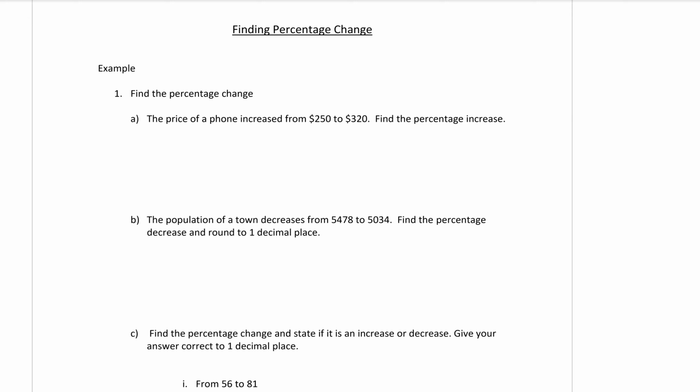Finding percentage change. To find the percentage change of a phone that is increased from $250 to $320, first of all, we need to find out what the increase is in dollars. So to do that, I'm going to write the word increase, and I'm going to subtract those two numbers. The bigger one first, 320 minus 250. And that equals $70. So there has been a $70 increase.